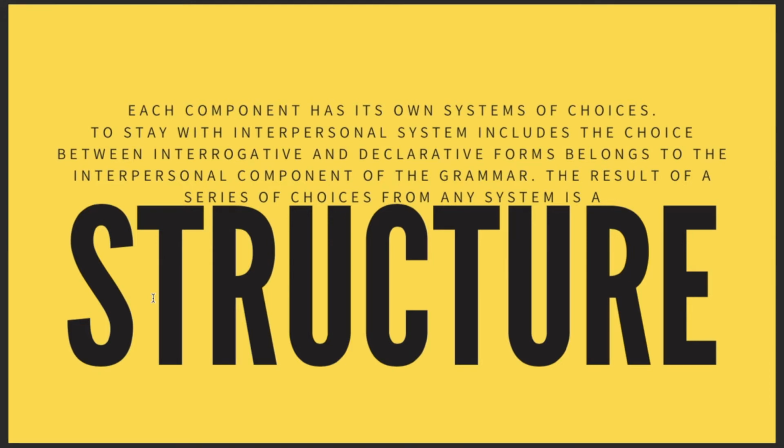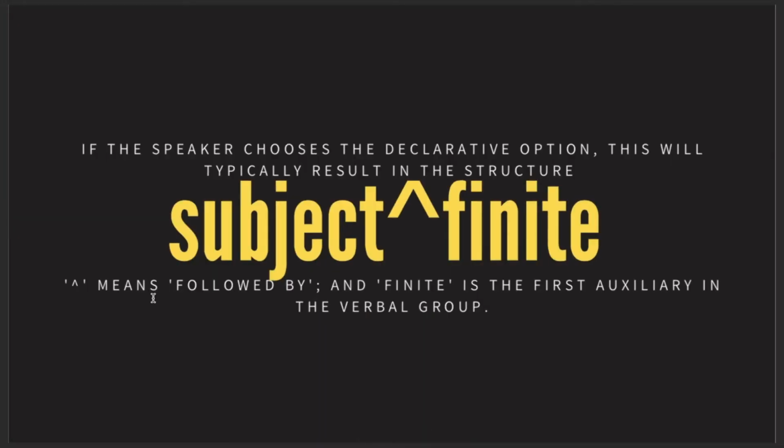So, again in structure, if the speaker wishes to utter a particular type, he or she forms a structure already. If I'm going to speak in declarative form, I already make or conjure up a structure. If I'm going to ask about particular information, I want to get information through asking, then I'm also making a structure. So if the speaker chooses the declarative option, this will typically result in the structure subject followed by finite. So that caret right there is what we call "followed by."